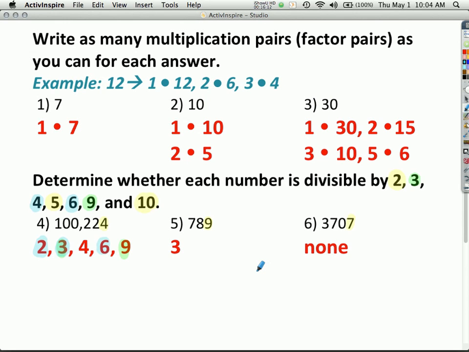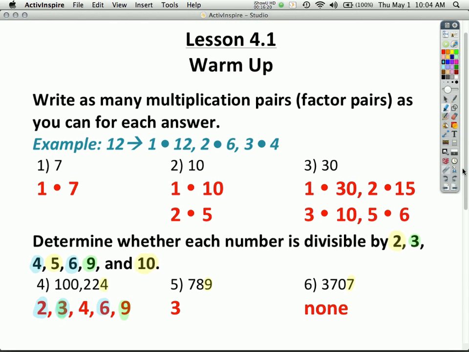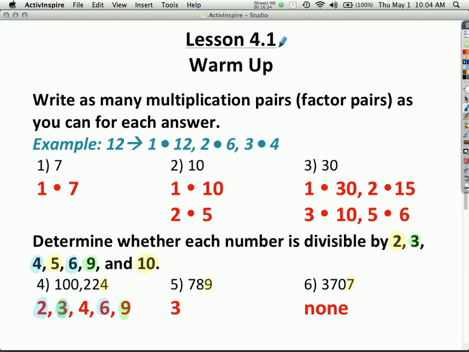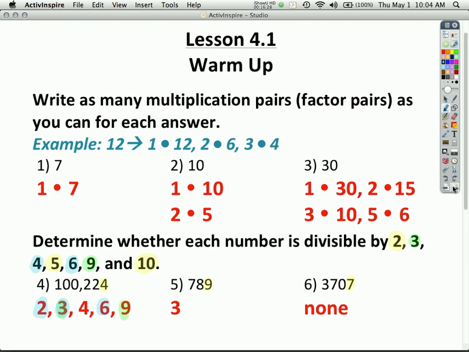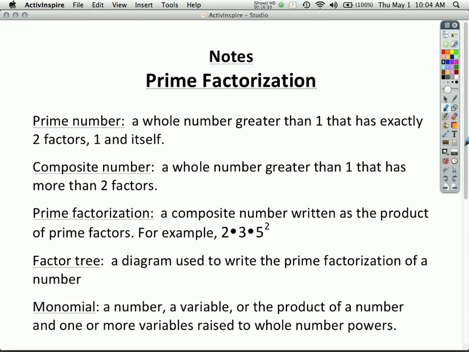Anyone have any comments, questions, concerns on anything? Any comments or questions? Make sure you wrote down lesson 4.1. This is chapter 4. All right, so let's start today's lesson. There is going to be a bit of review.